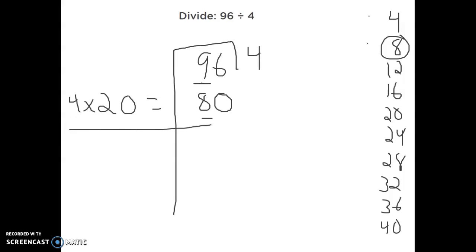Now, since division is the same thing as repeated subtraction, I'm going to take away this group of 80. So I have 6 minus 0 is 6. 9 minus 8 is 1. So I'm left with 16.